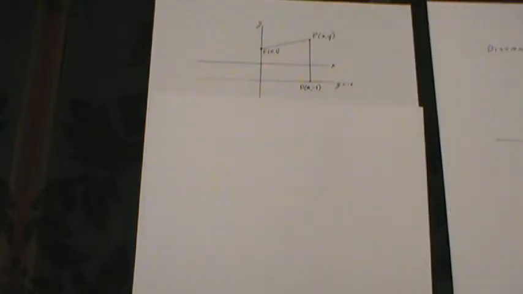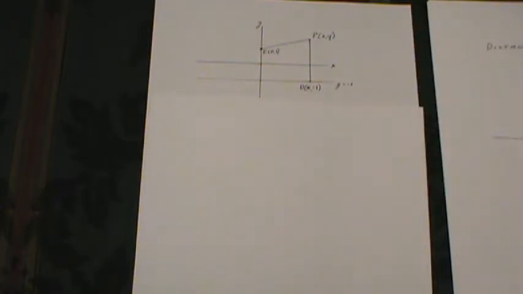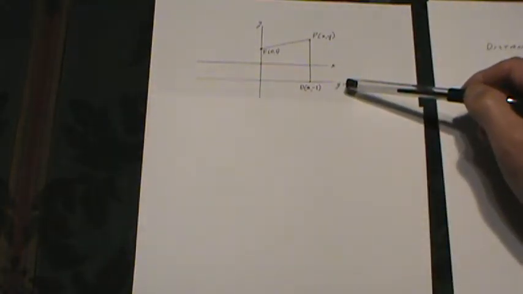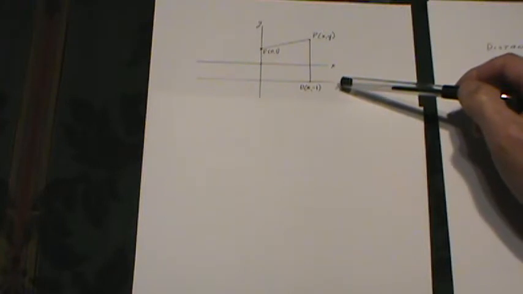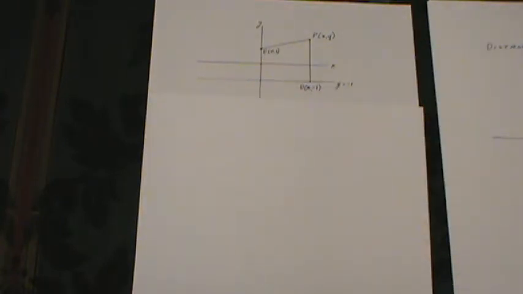Okay, so what I did was, in order to make this as simple as possible, I put the focus on the y-axis 1 unit above the x-axis. And I made the directrix 1 unit below the x-axis. That means that my vertex is going to be at the origin. You can do this anywhere in the plane, but I wanted to give you the simplest possible explanation here.